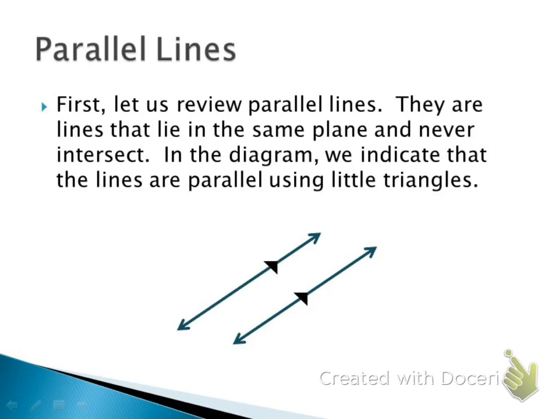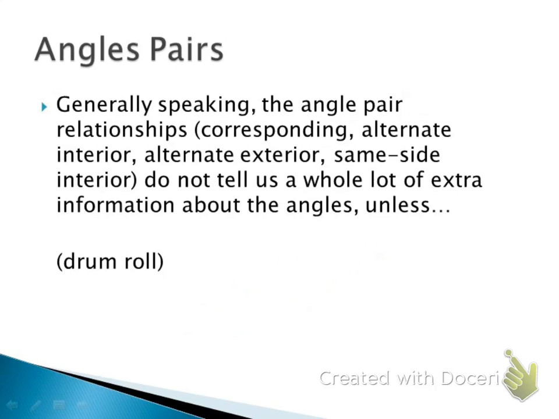So, first let's just review what parallel lines are. Parallel lines are lines that lie in the same plane and never intersect. In the diagram, you will be able to tell that two lines are parallel because of these things. These little triangles indicate that these lines are parallel. Any questions on that idea? No. Should be something that seems pretty basic by now. You don't need to write this down either.